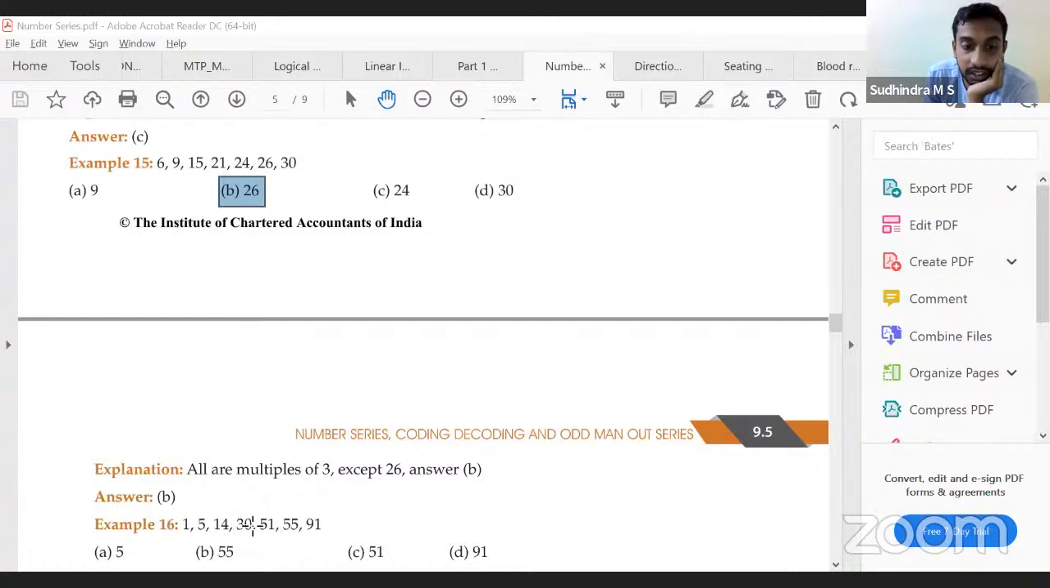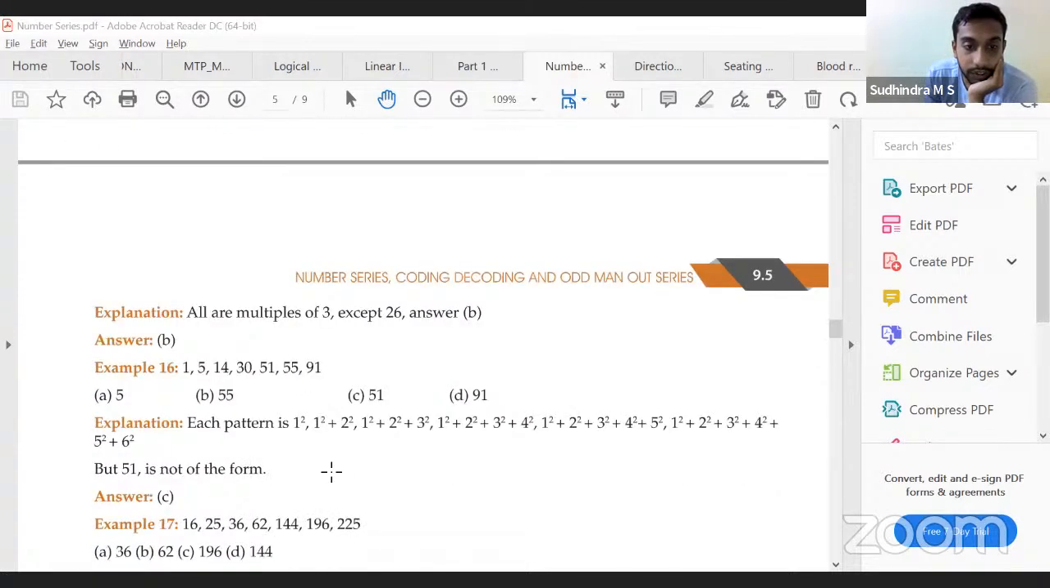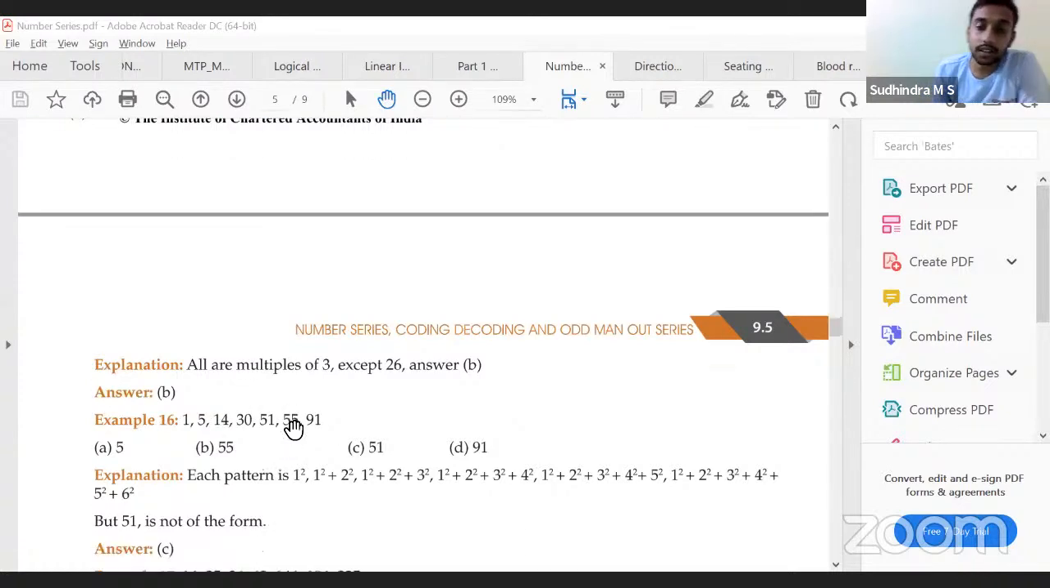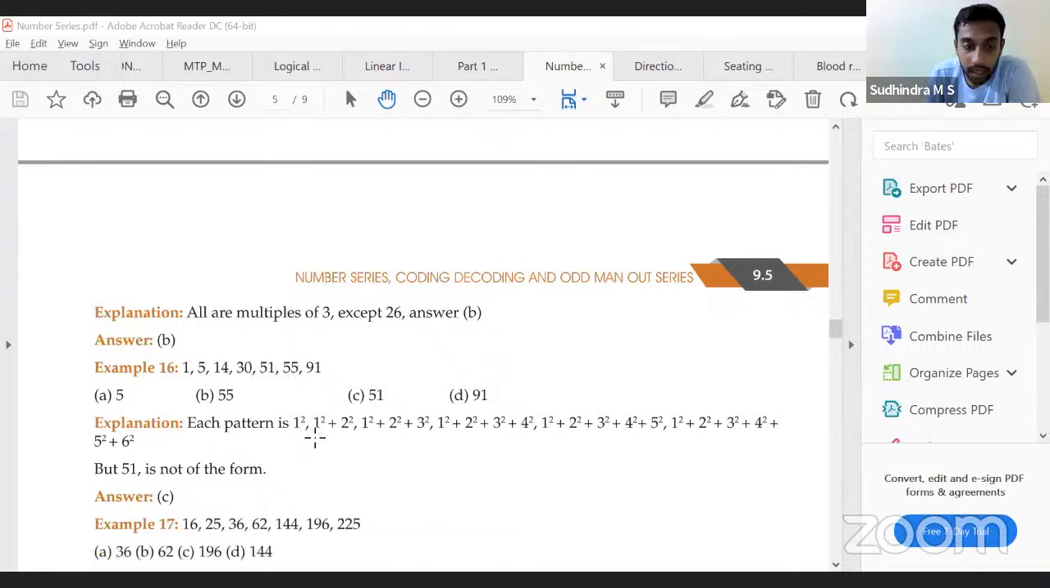It's all in squares. 16, correct. So it should have been 25. Yes. So 51 is the correct answer. The differences are all in squares: 4, 9, and again here 91 minus 55 is 36, 6 square. But the differences between 30 and 51, and between 51 and 55, are not squares.